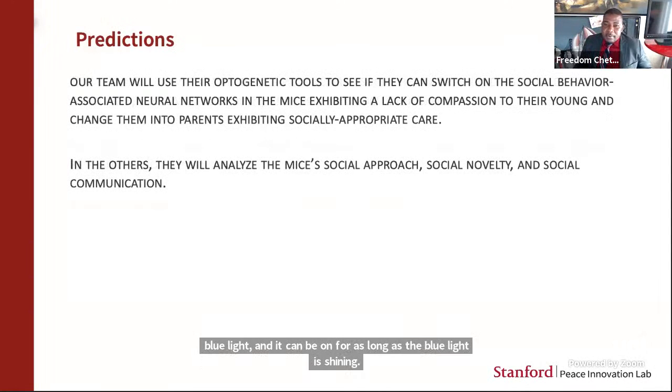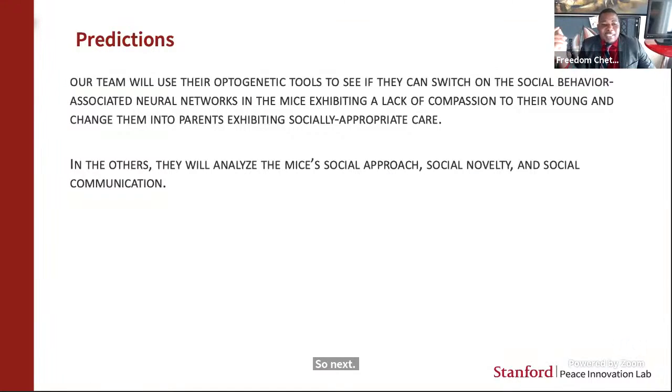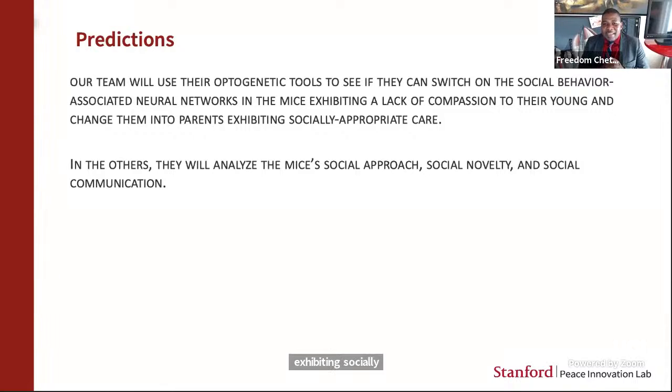So what we are predicting is that when we use our optogenetic tool, we can switch on the social behavior associated neural networks in mice exhibiting a lack of compassion to their young and change them into parents exhibiting socially appropriate care. In the others, I think we're also predicting that we will be able to analyze their social approach, social novelty, and social communication.